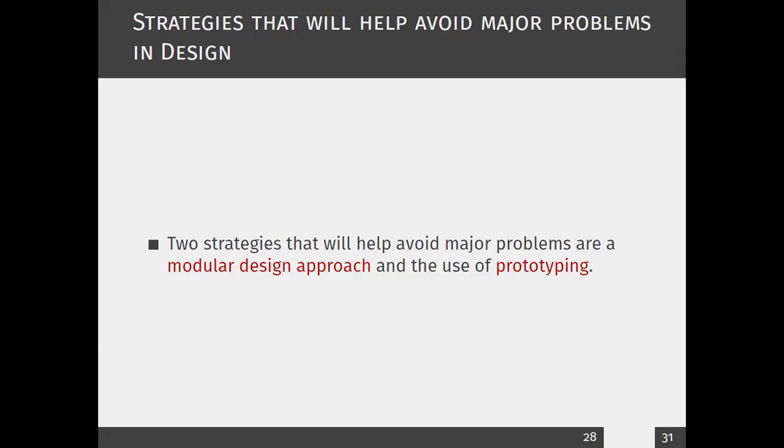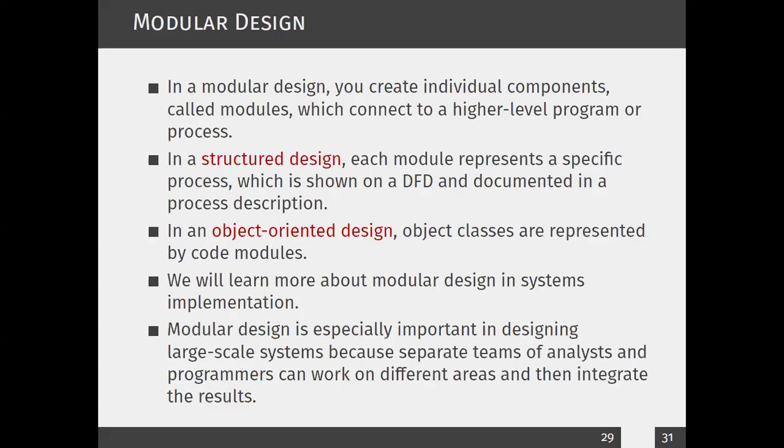So what are the strategies we can use to avoid many problems? Two strategies are the modular design approach, and we can use prototypes. So what do we mean by modular design? You can create individual components called modules, which can be used to connect to higher-level programs or processes. In structured design, each module represents a specific process, which is shown in the data flow diagram that we have seen earlier. In object-oriented design, objects and classes are represented by code modules. We can learn more in the implementation.